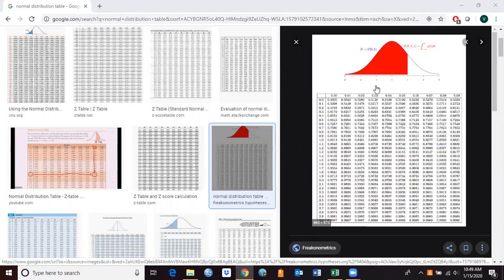So what we need to do is find these z values, the values that you see on the x-axis. They are called z values, the number of standard deviations away from the mean. So this is 1 standard deviation away from the mean, this is 2 standard deviations away from the mean, and this is 3 standard deviations away from the mean.